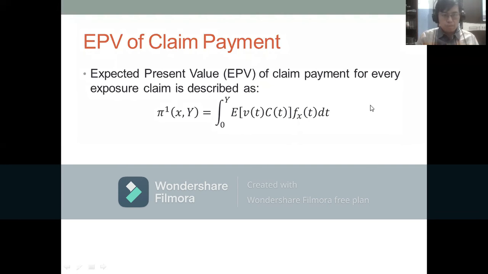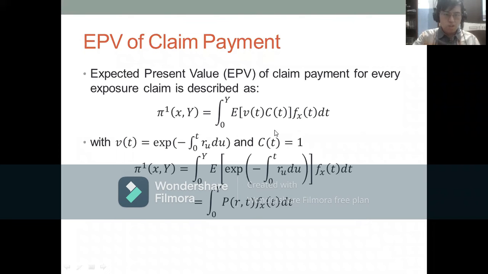And then the expected present value of claim payment for every exposure claim is described as this function below. With discount function VT described as an exponential function and benefit CT equal to 1, the EPV function is described as in this function below.